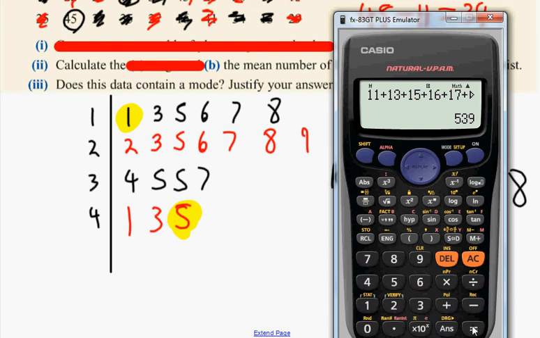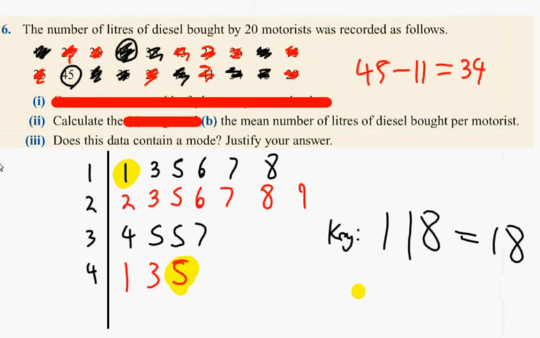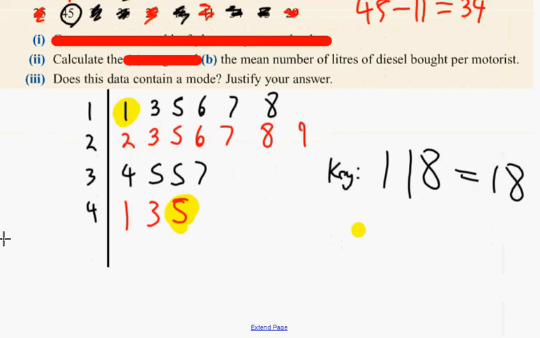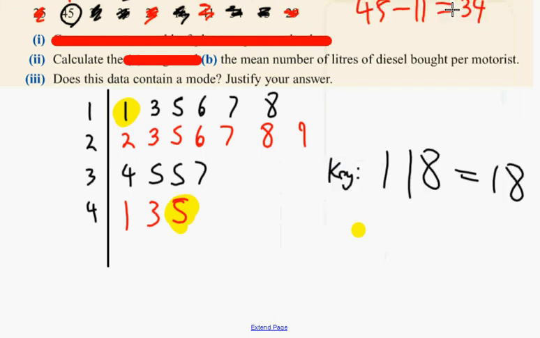How many numbers were there? 20. Divided by 20, and the average is 26.95. On average, they buy 26.95 litres of diesel. Is that alright? There was no short way to do that, was there? No.